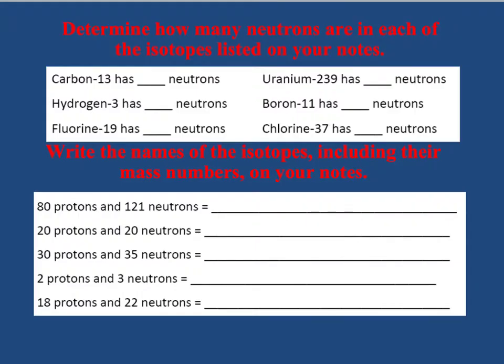Okay, so I want you to do some practice for me. Determine how many neutrons are in each of the isotopes listed on your notes. And it tells you 13, 3, 19, whatever. I want you to try to work it out for me for a little bit. And then we'll go through and I'll give you the answers.